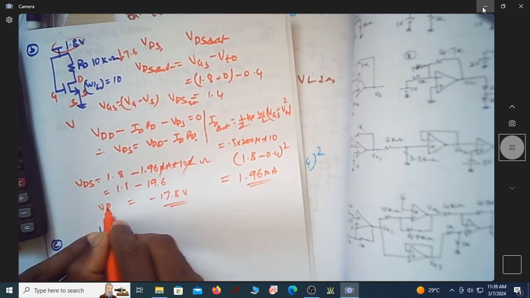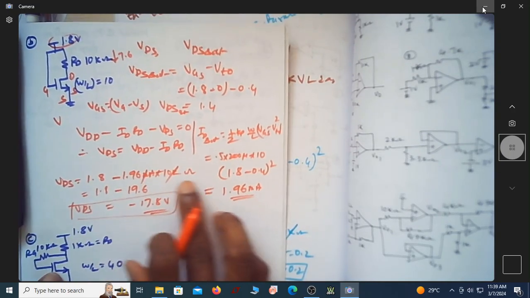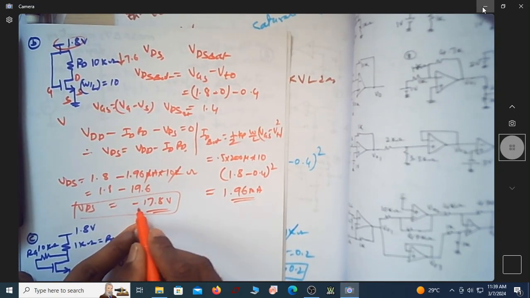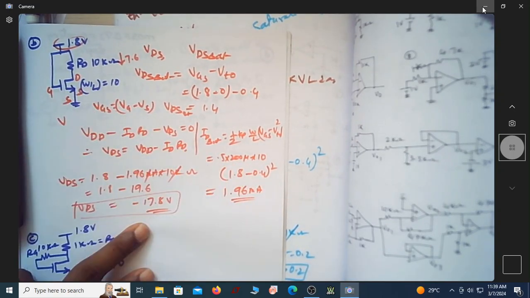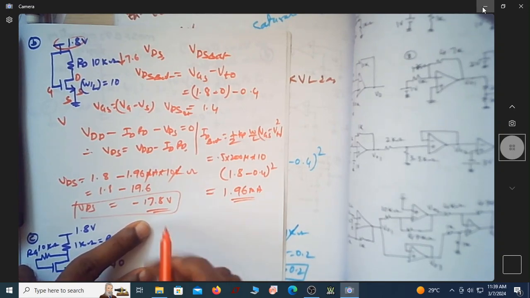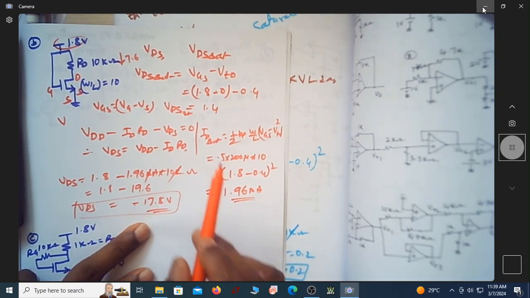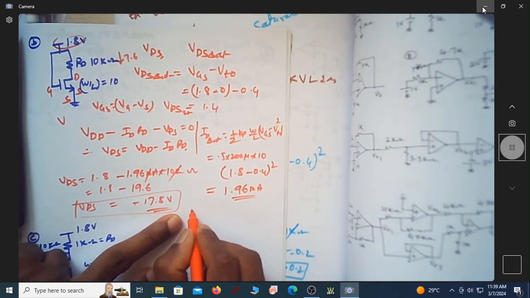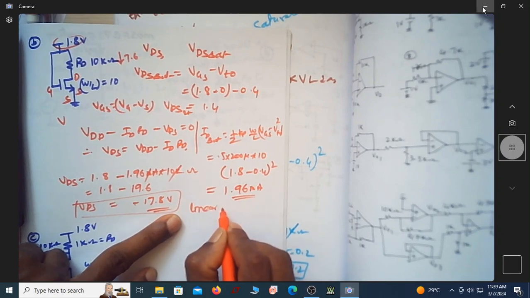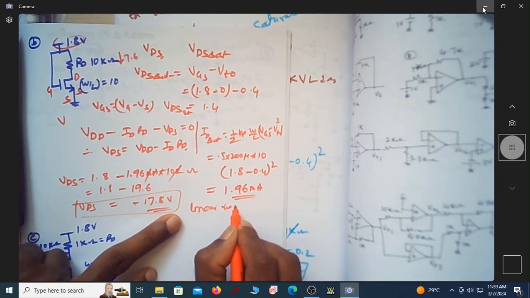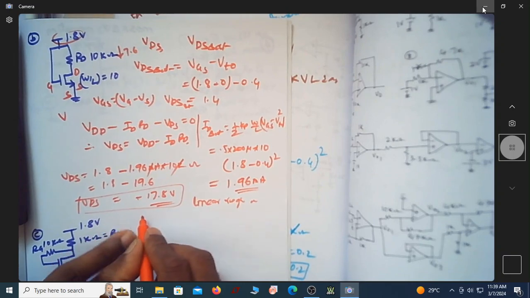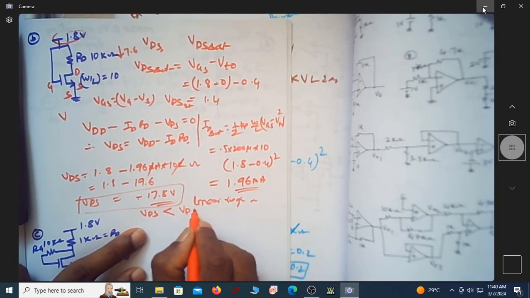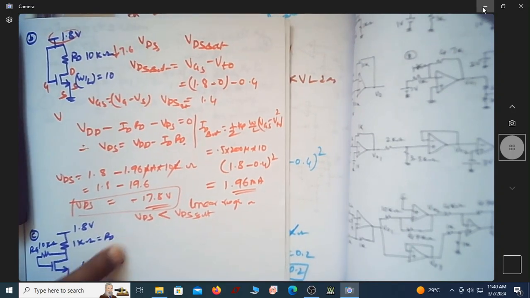This is VDS if the MOSFET is in saturation region. So you cannot have VDS negative to keep the MOSFET in saturation. So naturally, since VDS is not greater than 1.4 volts, I have to decide the MOSFET is in linear region. Why is it in linear region? Because VDS is certainly less than VDS sat.